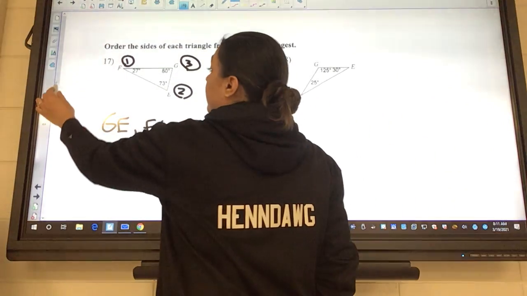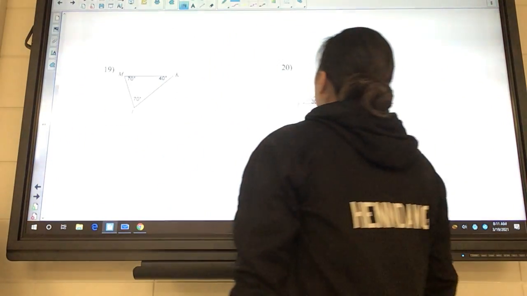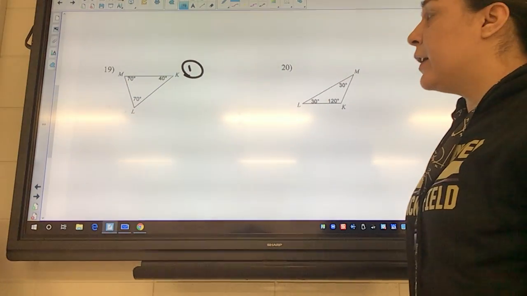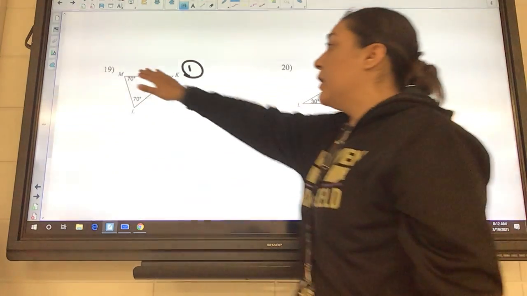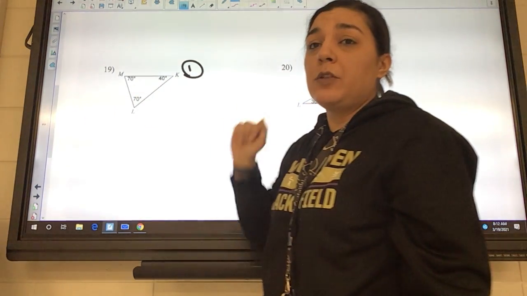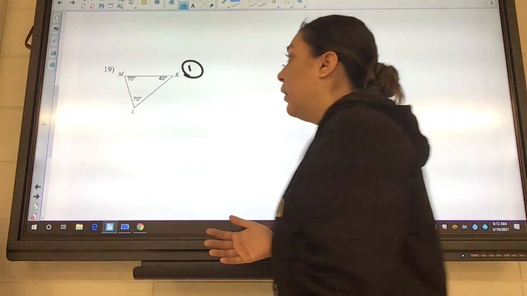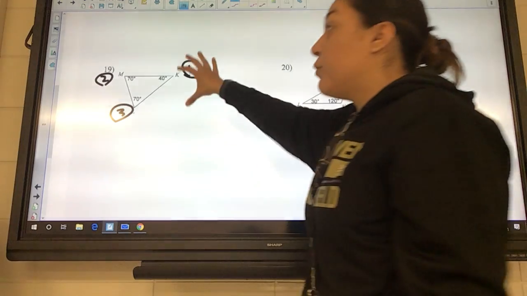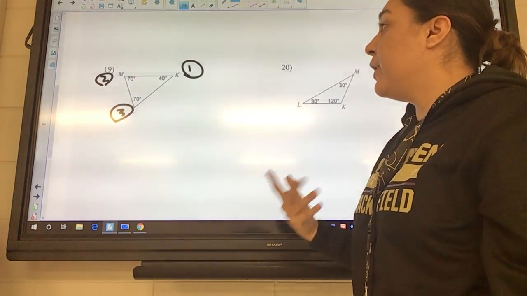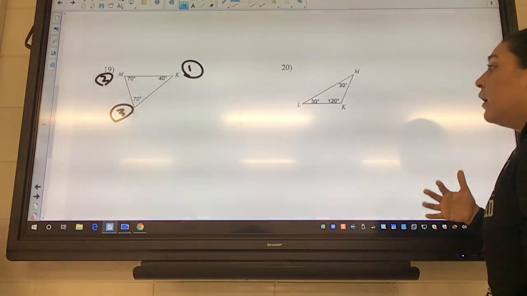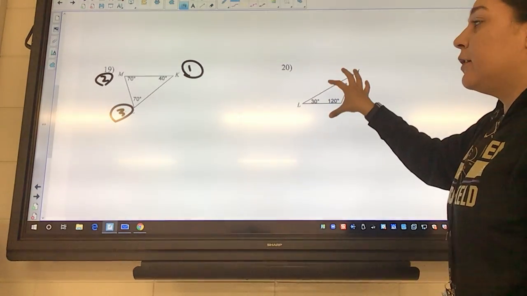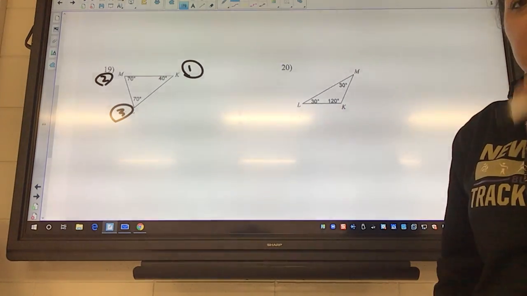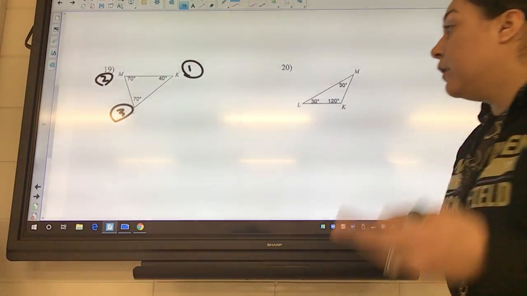Okay, so look at the next one. We can label these. Definitely K is our longest, and you can either label this one 2 and this one 3, or this one 3 and this one 2, because they're both 70, so it does not matter. So I'm going to say 2, 3, but the first one has to go first because it is the shortest, but for the other two, it doesn't matter. The third one has to go last. That K needs to go last because it's the longest.